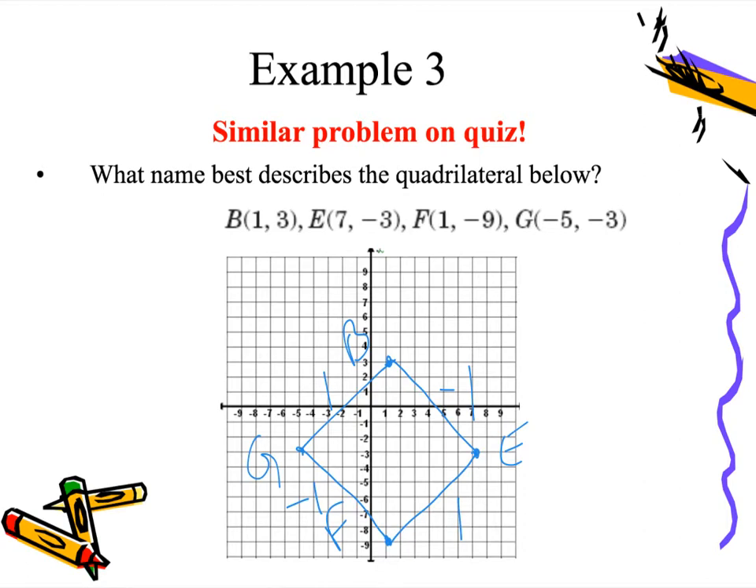Cool. Well, what does that tell me about the angles at all my vertices B, E, F, and G? Opposite sides are parallel, but the consecutive sides are perpendicular. So that means I've got 4 right angles. Lovely. Okay, so what does this narrow it down to? What 2 quadrilaterals have 4 right angles? Square and rectangle. So it's either a square or a rectangle.